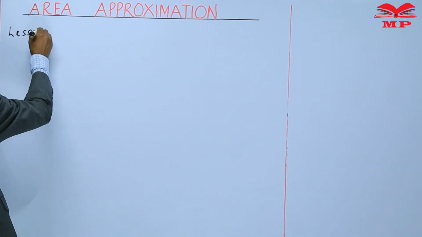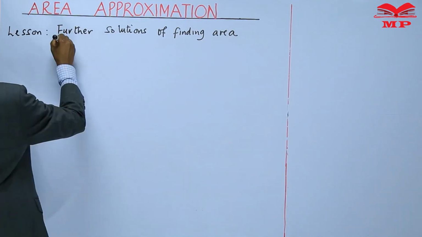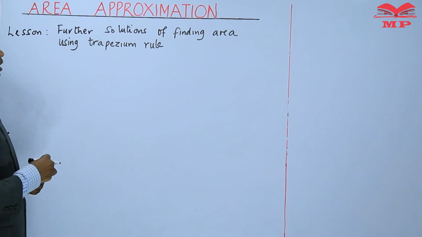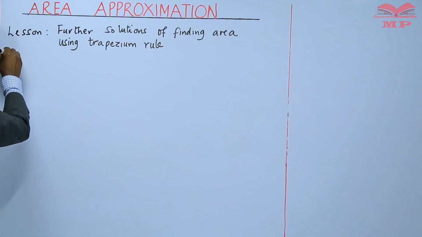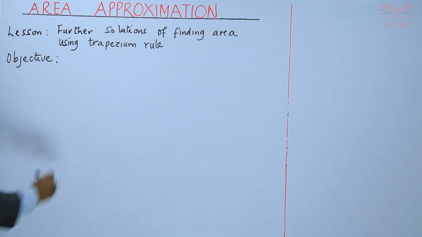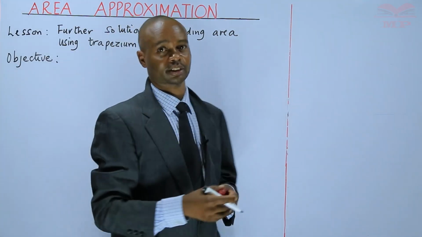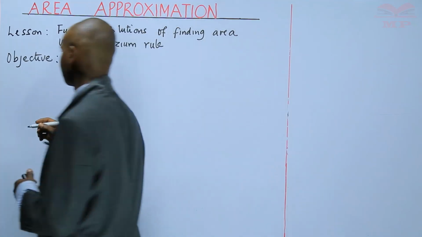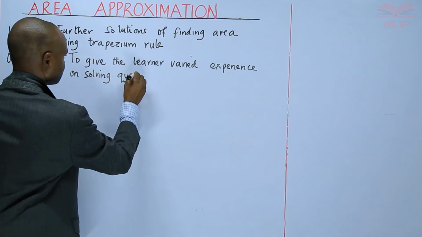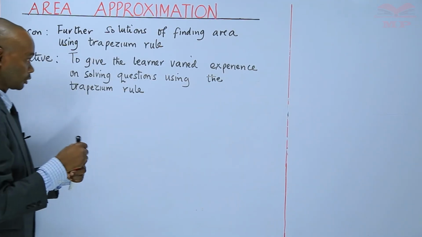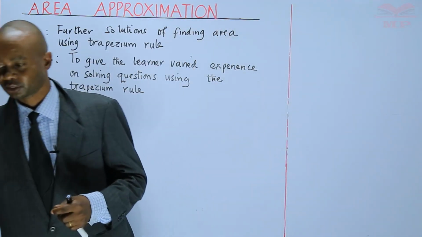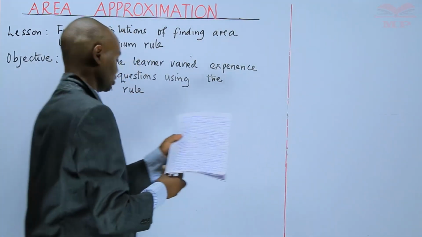Further solutions of finding area using trapezium rule. The objective is to give the learner varied experience on solving such questions. So without wasting time, we get down to an example.